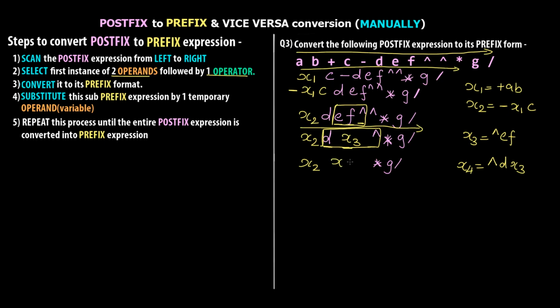So I'm just gonna rub this and substitute it over here itself. We will get x4. The next thing you observe is from left to right, operand 1, operand 2 and one operator. So take star over here. So we'll get star x2 x4 g divided by. Now x5 can be substituted at the place of star x2 x4. So we'll get x5 over here. And lastly, this is operand 1, operand 2 and one operator. So we get divide by x5 and g. So this is basically the final answer.